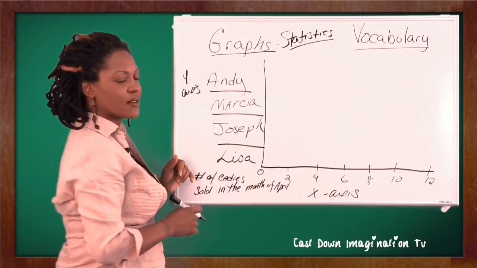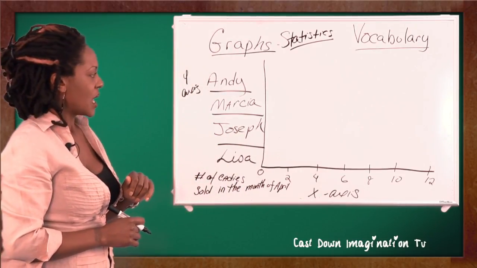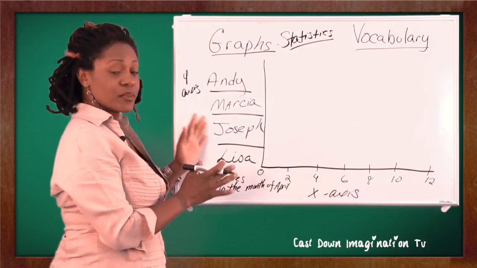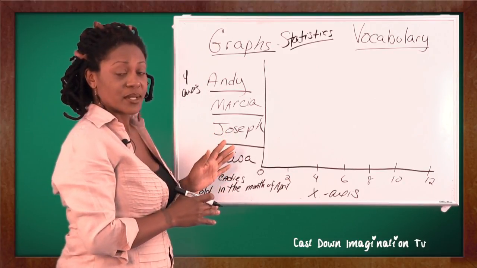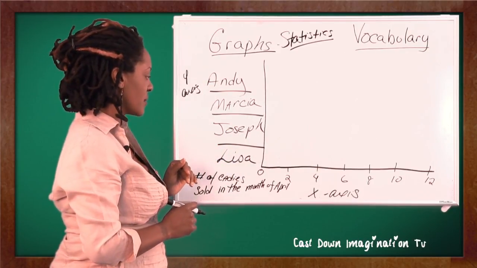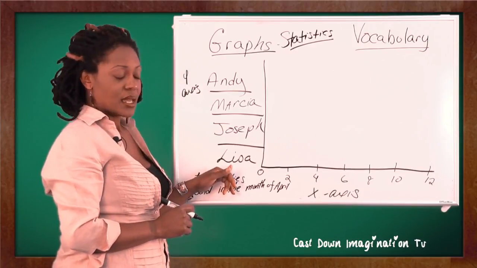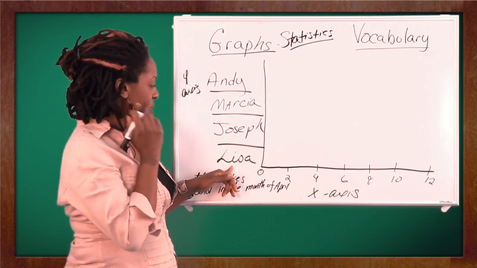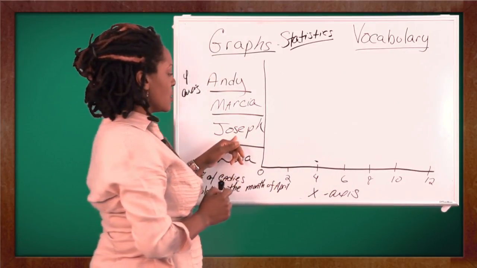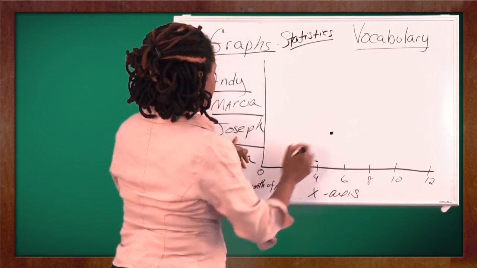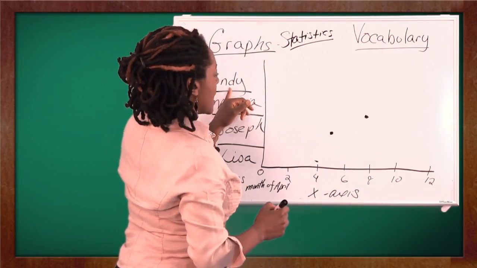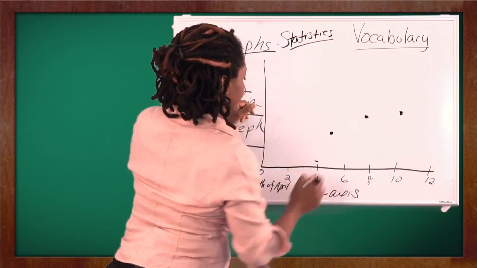So say these students had a fundraiser going at their school, and a teacher wants to evaluate how many candies each student sold. Well, we can put that on a graph and give a visual representation of what that progress looks like and what all the information entails. So let's say we're going to start with Lisa, and let's say within the month of April, Lisa sold 4 candies. Joseph sold 5. Marcia sold 8, and Andy sold 10.